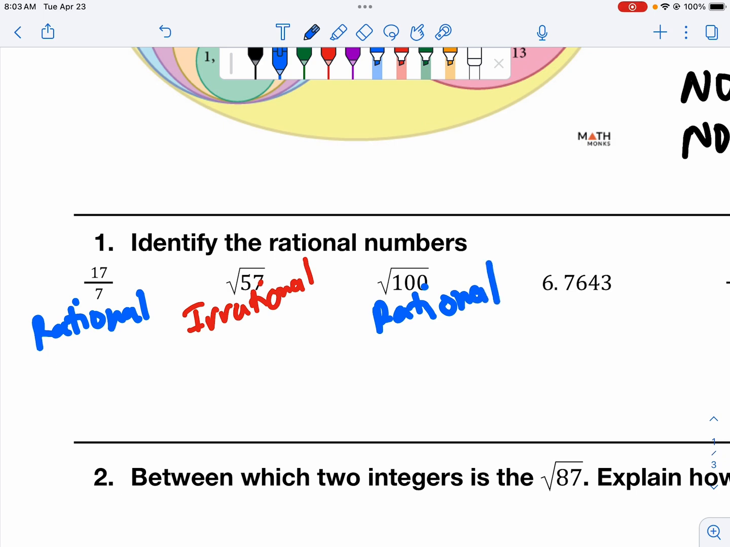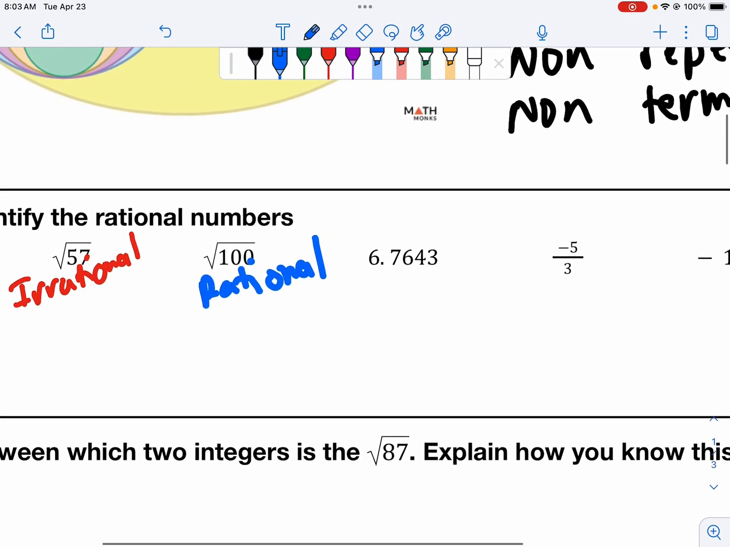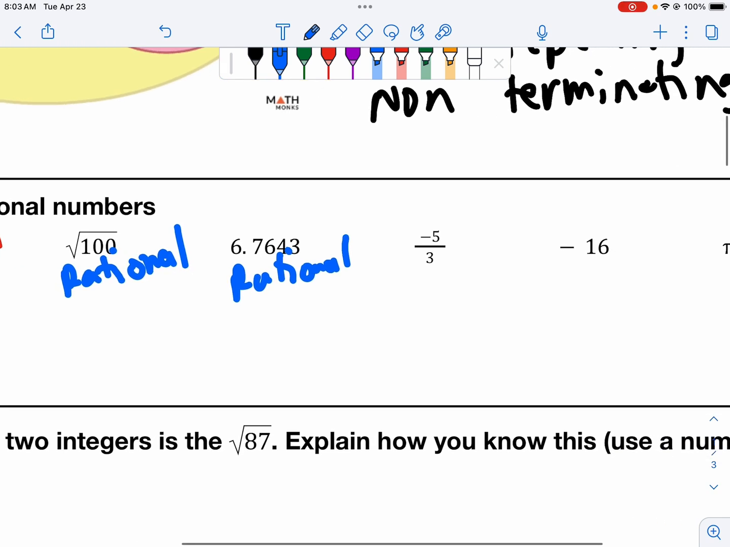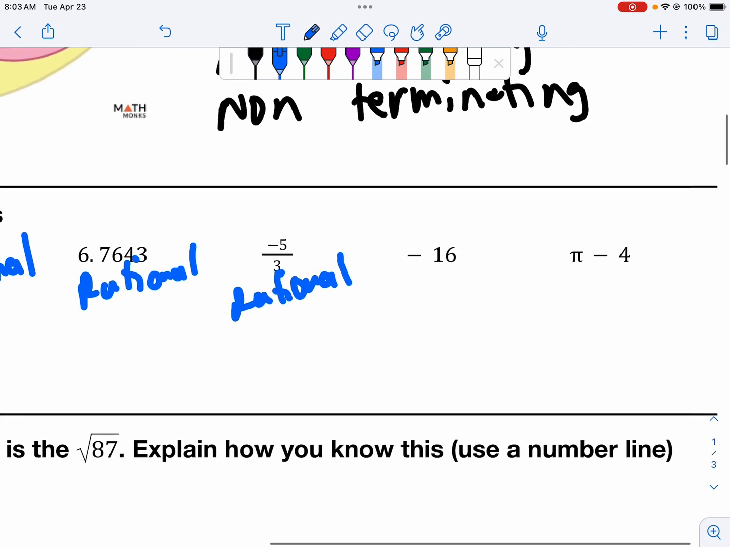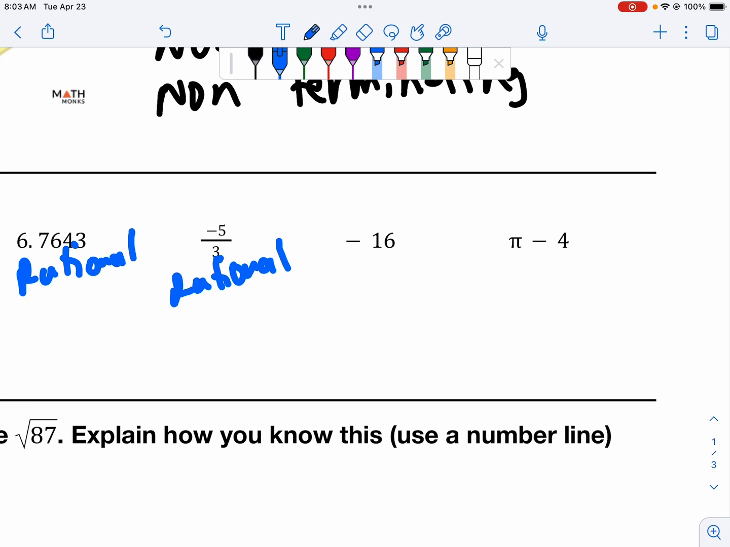All right, 6.7643. That is a terminating decimal. Do you see how that ends? Terminating decimals are rational. Negative 5/3, that's a fraction, that's rational. Negative 16, that's an integer, that's rational. And then pi minus 4, that is irrational. If pi is ever present, we are going to have an irrational number.